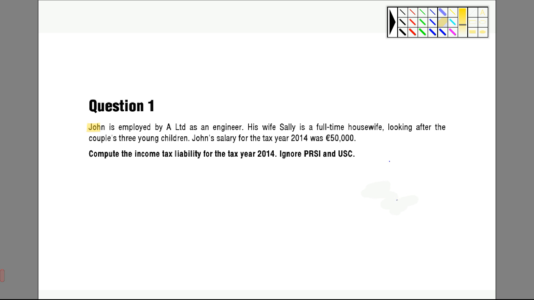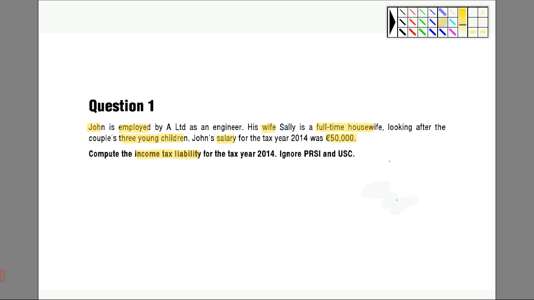We clearly see that John is employed by A as an engineer. He has a wife. She's a full-time housewife and she looks after the couple's 3 children. We're given some details on John's salary, which was 50k for 2014. Now, the requirement clearly states compute the income tax liability. So basically, we've got an income tax computation.